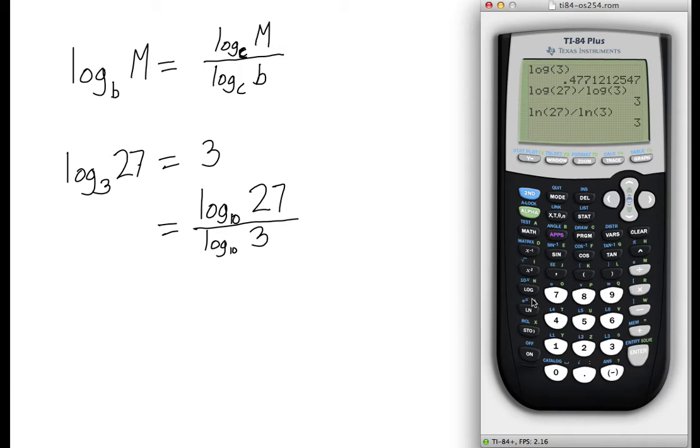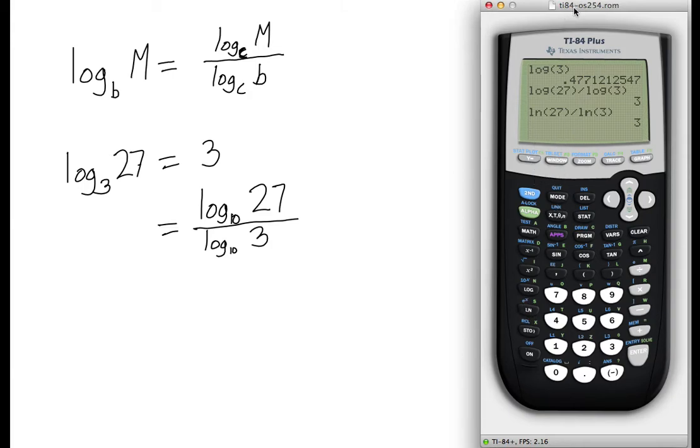But the people at Texas Instruments have been nice enough to give us both buttons because 10 is a pretty common one. That's why it's called the common logarithm. And e is another very common one in the natural logarithm.